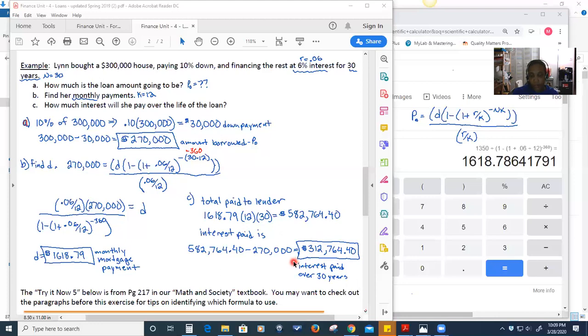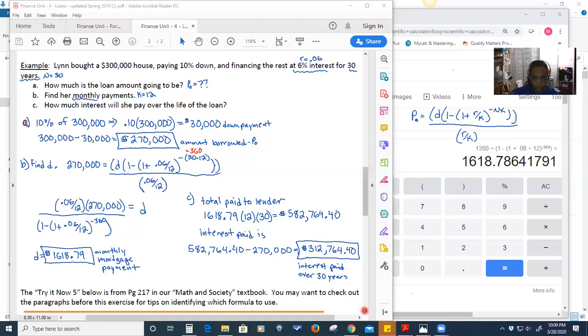Okay? So it is in your best interest to figure out some ways that you can lower the amount of interest that's going to accrue or accumulate on that loan. Okay? All right. So that is the loans formula.